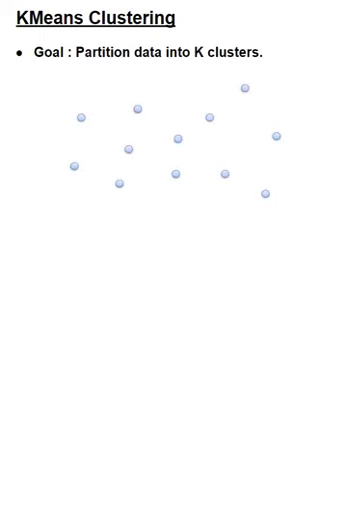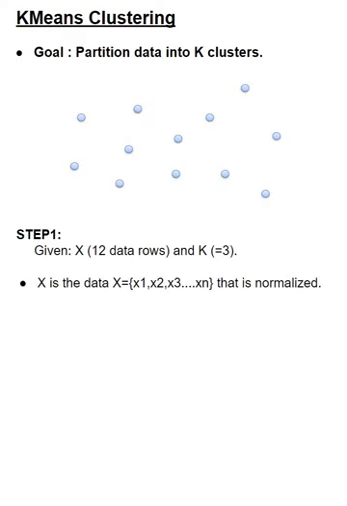Let's assume we have been given a simplified data set of, in this case, 12 data points. The first step is we've been given X, which is 12 data points, and K, which we have chosen to be 3. The X, which is the data set, is normalized so that it is unit-free. Such a normalization can be done either through a min-max transformation or through a z-score transformation or a similar method of your choice.